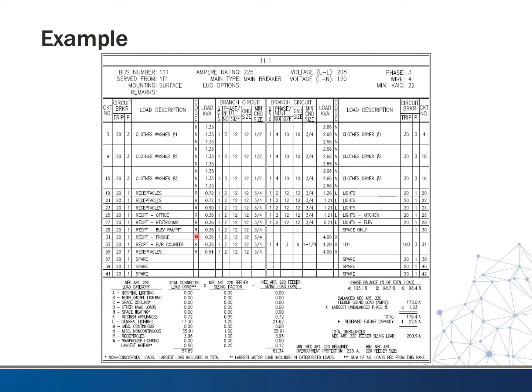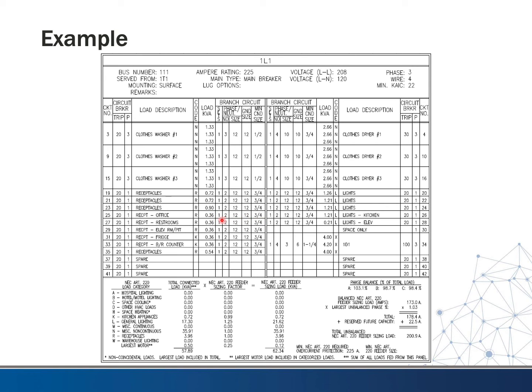Do have a kitchen appliance here, a refrigerator, but there's only one of those, so I don't get to diversify that any at this point. And so this is a general layout of how a panel schedule will look. For each receptacle circuit, we have its own breaker, and we have a 20 amp single pole breaker. We have the load here, and then we size the branch circuit here.